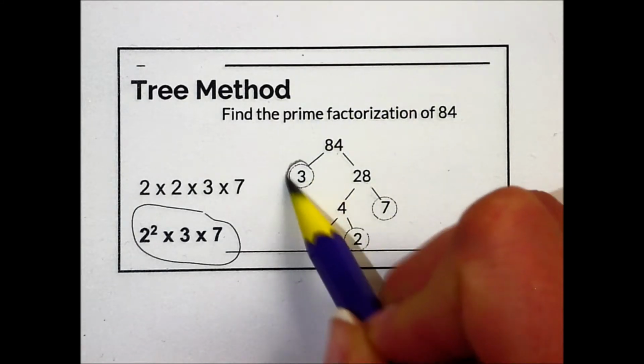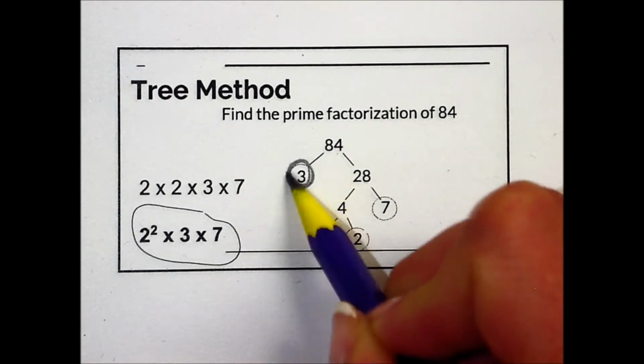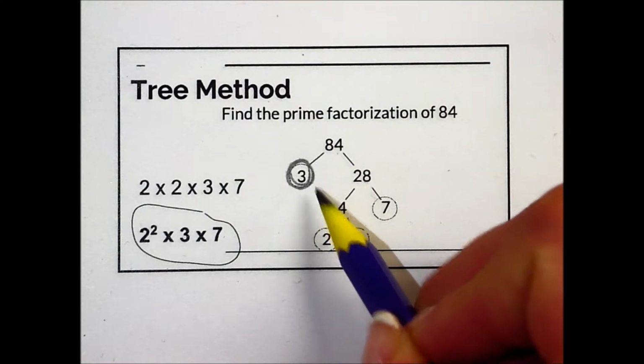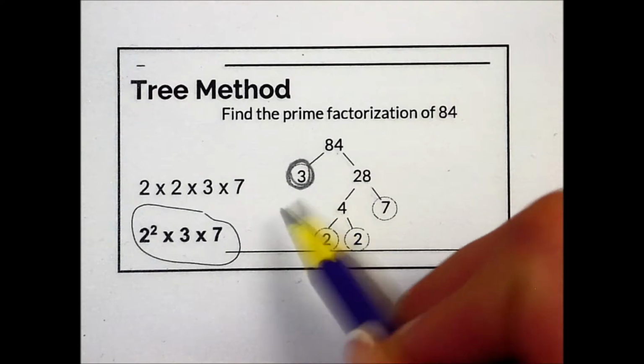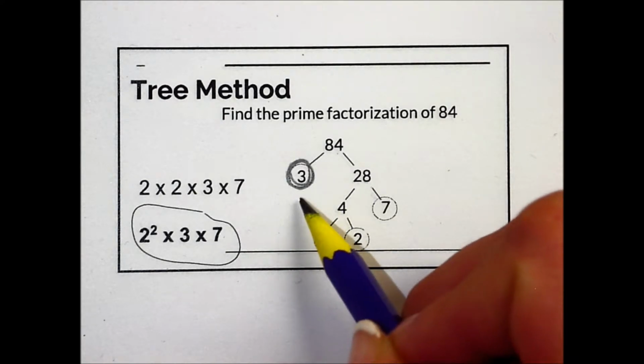So I circle the 3 because it's prime. I do not have to do anything else with the 3. We will not break it down into 3 times 1. When you're doing prime factorization, you will never use a 1.